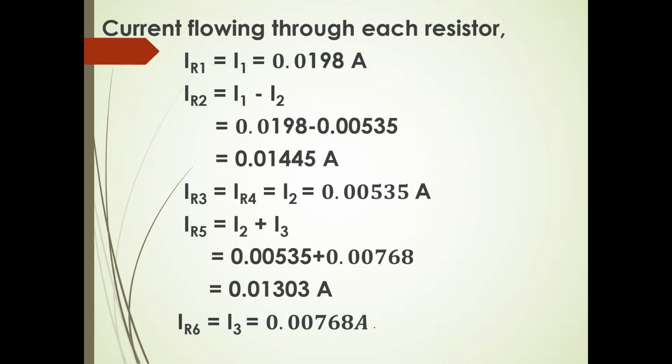Now we know the resistance value, we know the current through each resistor. We can easily determine the voltage drop across each resistor.